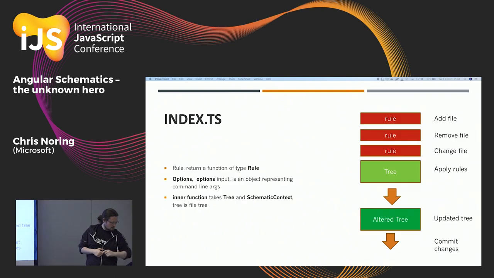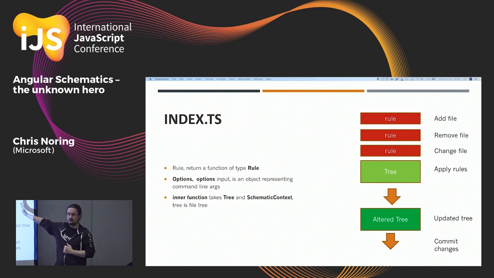We need to understand what's going on at large. What's the bigger picture? What kind of basic concepts exist? We have the tree, as I said. The tree is a representation of our file system, but think of it as an in-memory version for now. What we have are different rules that you need to define, different transformations upon that tree, which could be things like adding a file, removing a file, or even changing the file content.